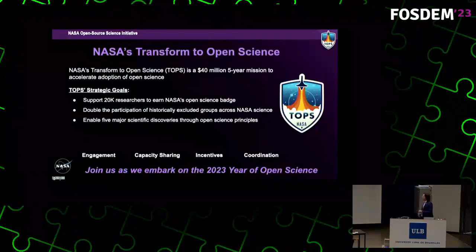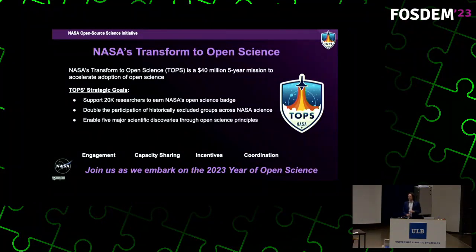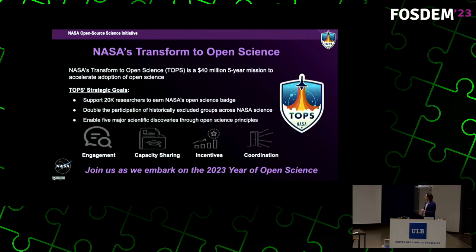We're also kicking off this year NASA's Transform to Open Science. There are some stickers that I think have already disappeared very quickly. The NASA TOPS effort is a $40 million five-year mission to accelerate adoption of open science. We're aiming to train 20,000 researchers to earn a NASA Open Science badge and certification, which includes how to open source your software. We want to double the participation of historically excluded groups across NASA science, and enable 5 major scientific discoveries through open science principles. We're going to do this through engagement, capacity sharing, incentives, and coordination across the community.